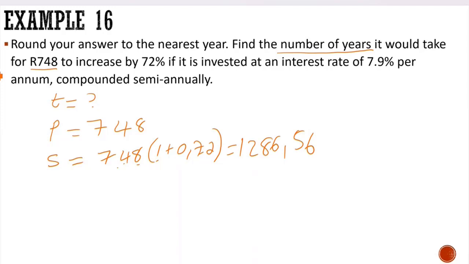So don't confuse this 72%. I mean, there's no way that you can ever say an interest at 72%. So the minute you start making that mistake, you must question yourself, where have you ever seen that in reality? So you check where you've made a mistake.